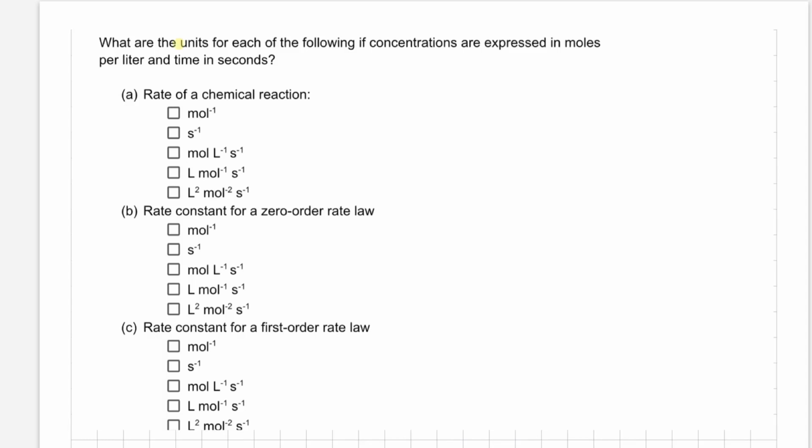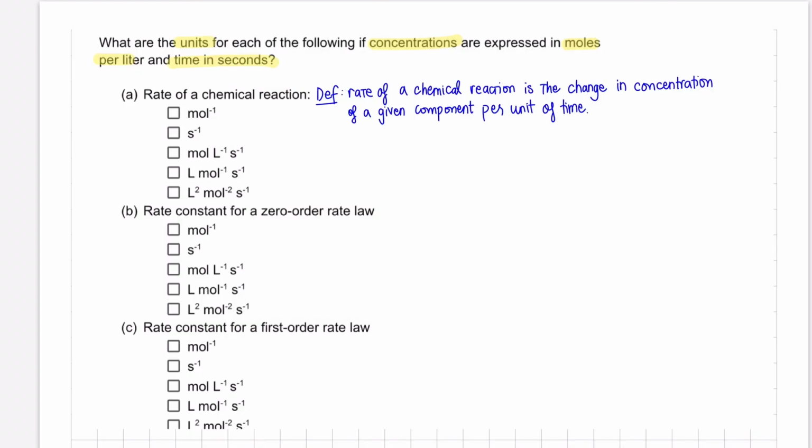What are the units for each of the following if concentrations are expressed in moles per liter and time in seconds? Let's do part A first. Part A asks us to find the units for rate of a chemical reaction. So first, let's define what is rate of a chemical reaction.